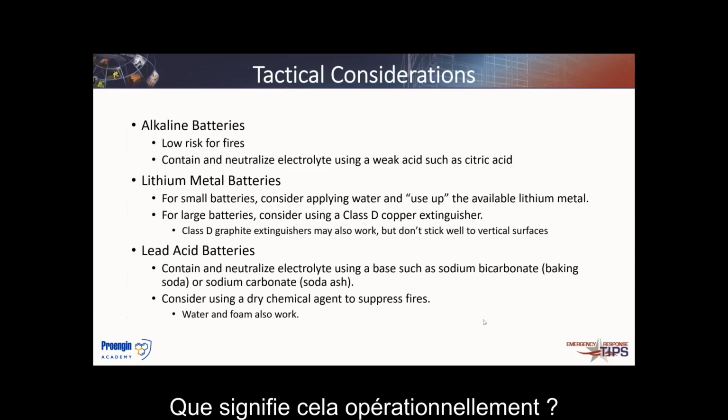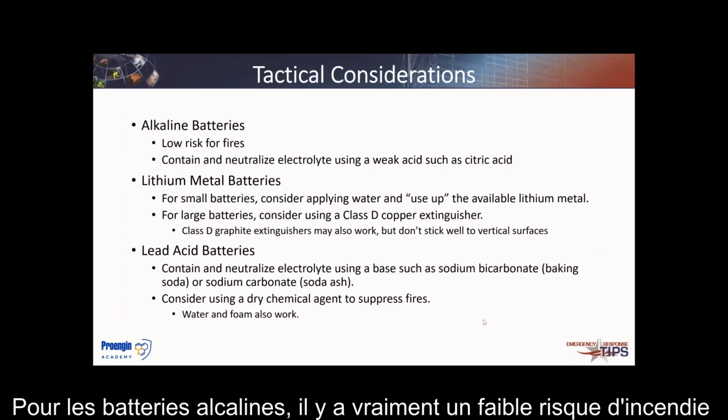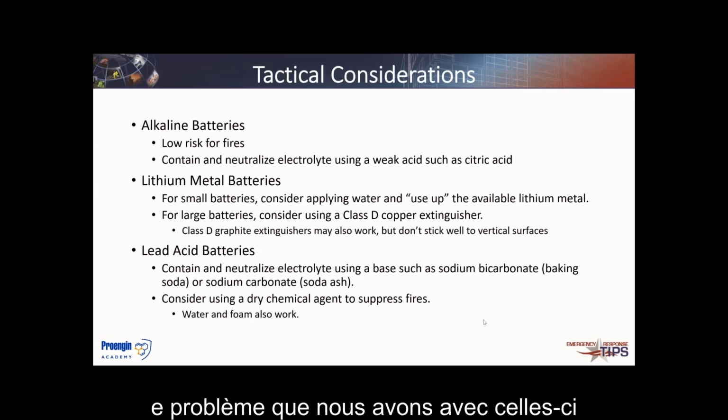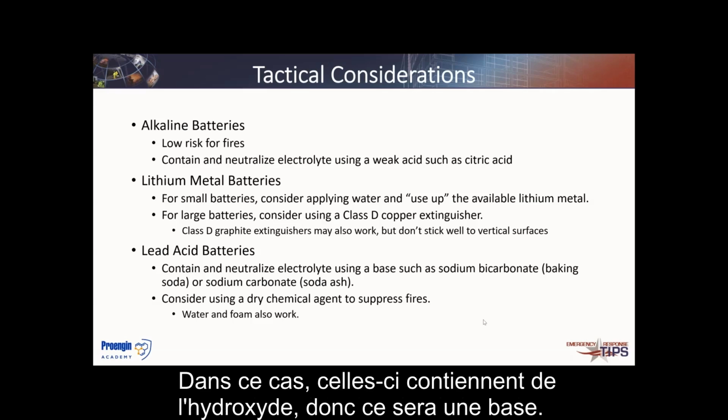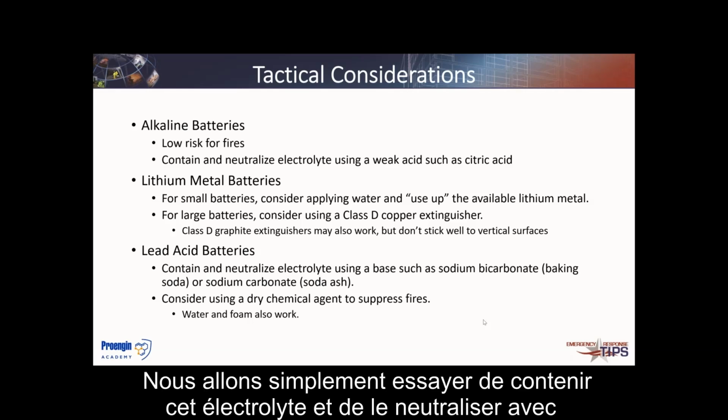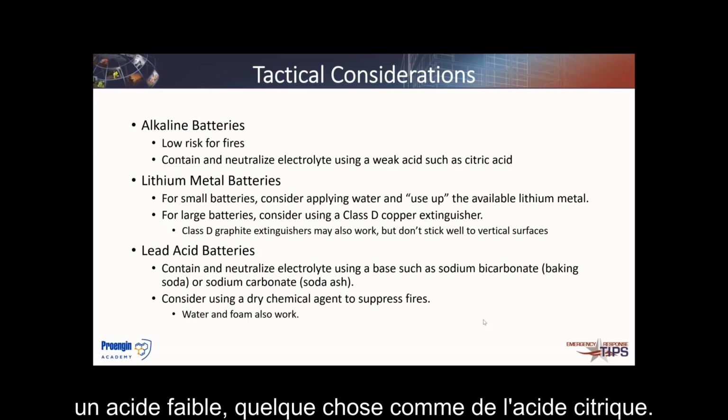Now, what does this mean operationally? So for the alkaline batteries, there's really a low risk of fire with those. The problem that we have with those is always going to be about electrolyte leakage. And in that case, those ones have a hydroxide, so it's going to be a base. So we're just going to try to contain that electrolyte and neutralize it with a weak acid, something like citric acid.